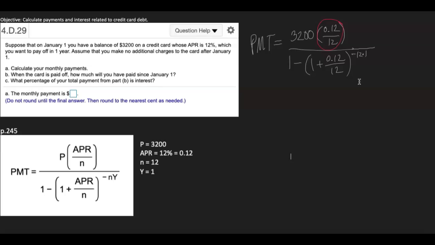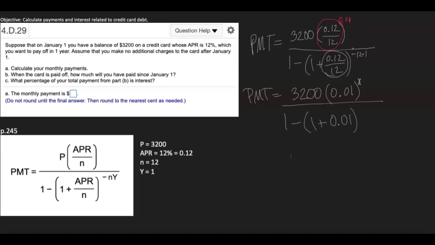0.12 divided by 12 is the same as 0.01 when I calculate just that expression. So when I go back and rewrite PMT, I get 3,200 times 0.01. That's evaluating that one expression. The nice thing is I see that same expression here in the denominator, 1 plus, and we've already evaluated this expression. So I know that its value is 0.01.